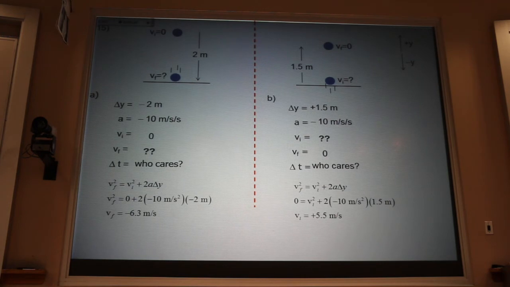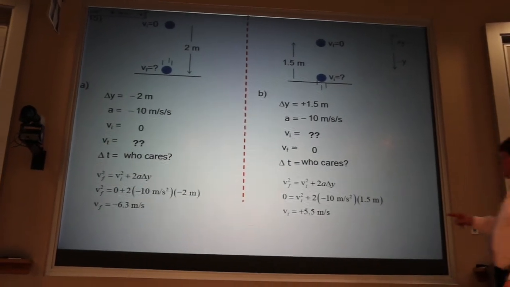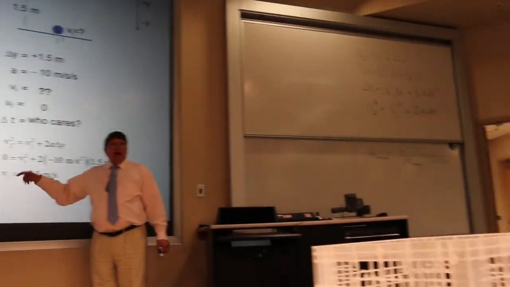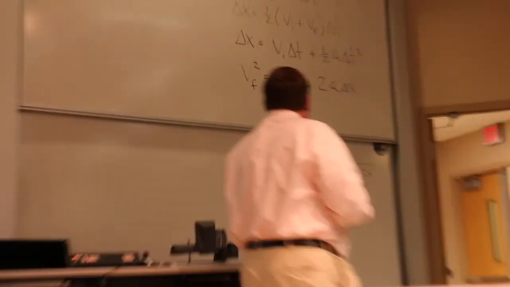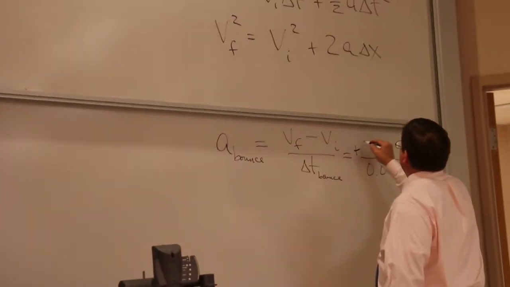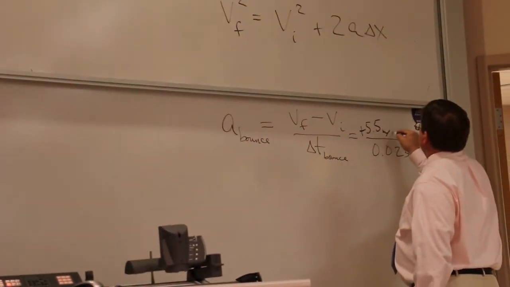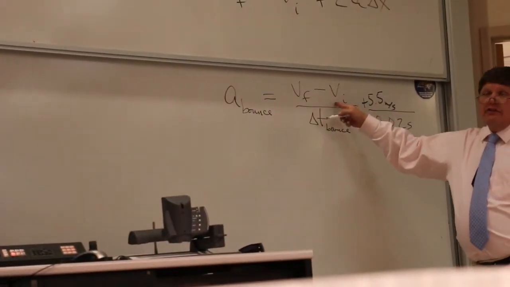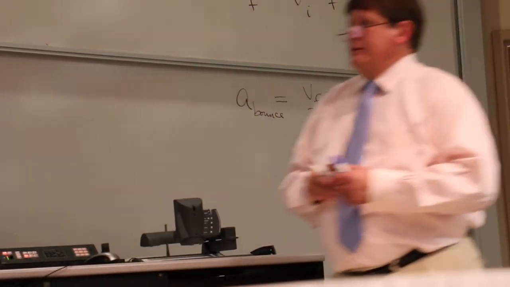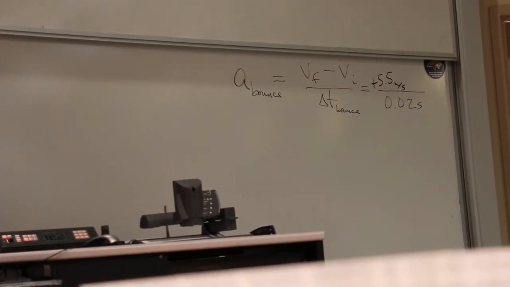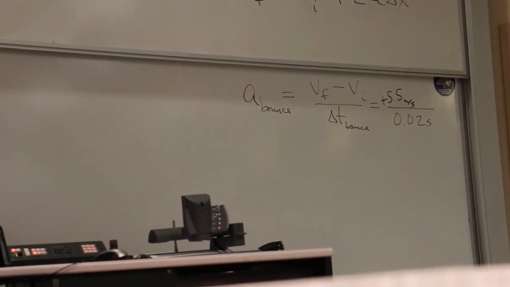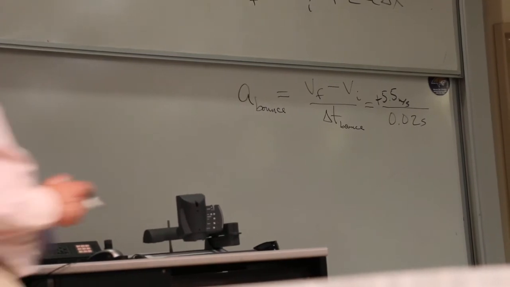Now, what's my final velocity? Well, by final, what I mean is this initial. At the end of the bounce, I'm at the beginning of the rise. And so this final is going to be plus 5.5 meters per second. My initial is at the beginning of the bounce. Well, that's going to be this final over here. The beginning of the bounce is the end of the fall. And so that's going to be negative.